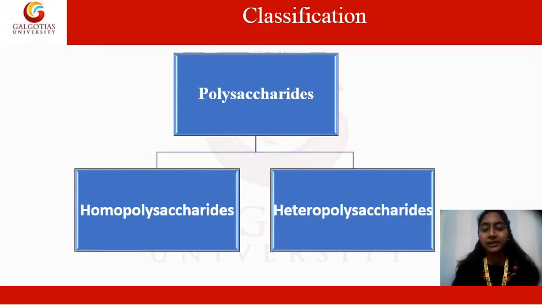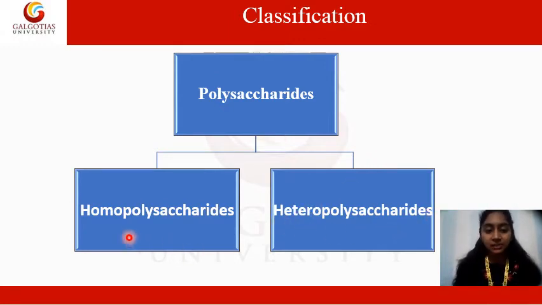Now let's see what are the classifications of polysaccharides. So when you classify polysaccharides, you classify them on the basis of the type of monomer present in them. If only one type of monomer is present throughout the whole structure, this is known as homopolysaccharides. And when more than one type of monomer is present, it is known as heteropolysaccharides.